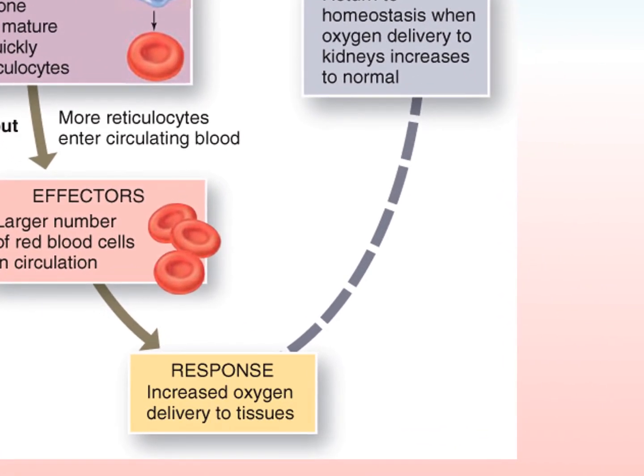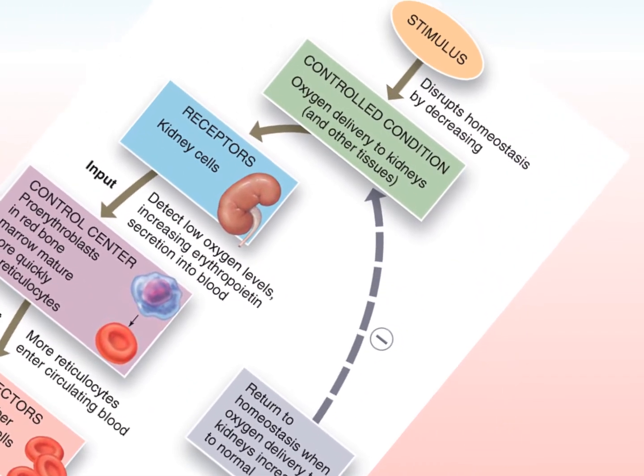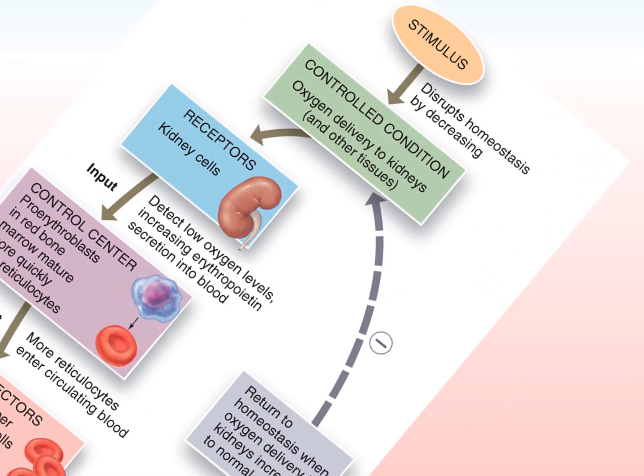It's a response to decreased oxygen delivery to the tissues. With the extra red blood cells and extra oxygen delivery to those tissues, including the kidney and the liver, erythropoietin levels will fall.